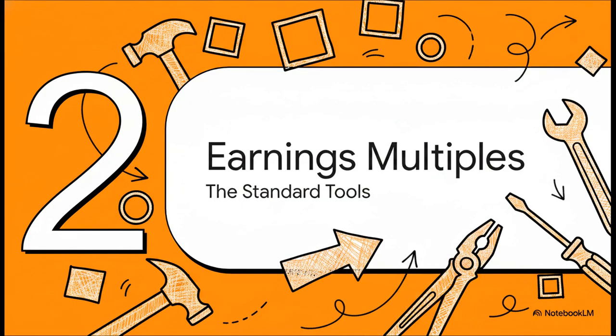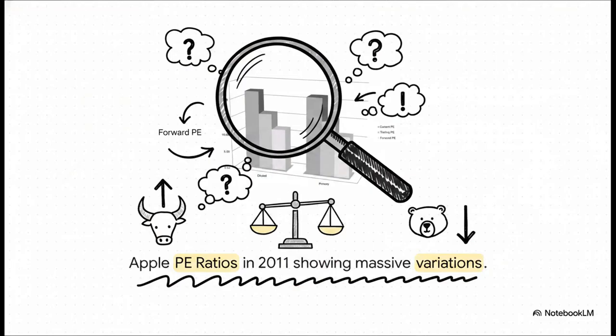Moving right along to Section 2, mastering earnings multiples, which are really your standard everyday tools. Let's open up the toolkit and look at the most common instrument out there. But heads up, even the simplest tool, like the PE ratio, can be incredibly tricky. Take Apple back in May of 2011, for example. There were just massive variations in its PE depending on whether analysts used current, trailing, or forward earnings, not to mention whether they used diluted or primary EPS.